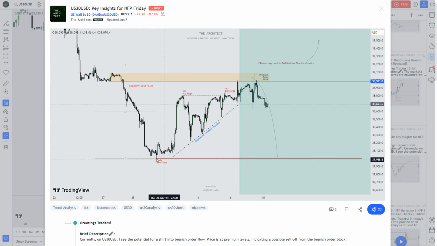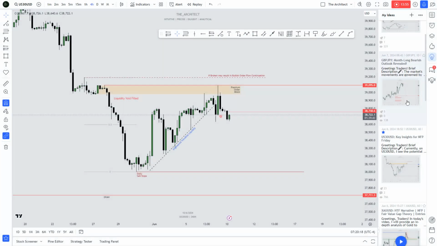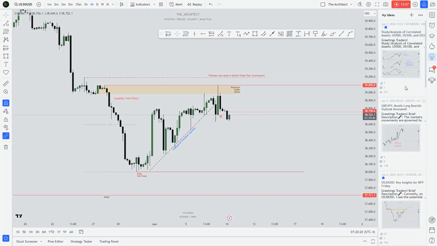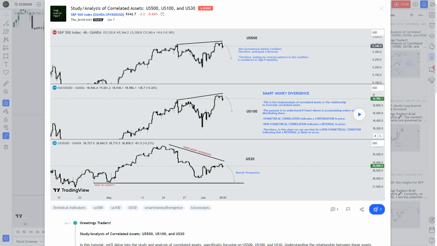So that's our draw on liquidity, which is towards the downside, which is these sell stops over here, right? So we have a narrative as to what we're going to be seeing on US 30. But we'll get back into that. So now we want to understand what we are seeing in all three of these assets. And this is where we come into analyzing or studying correlated assets, being US 500, US 100, US 30.